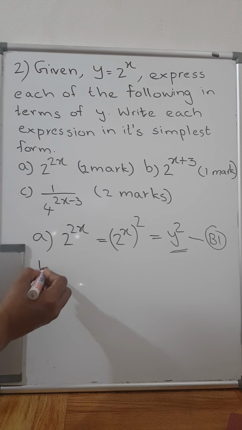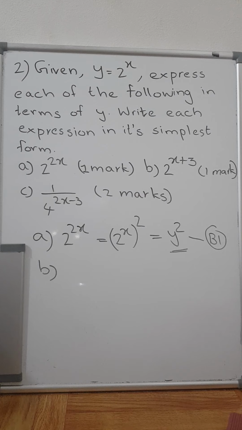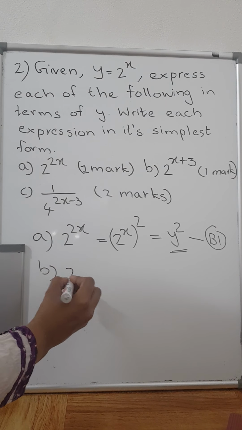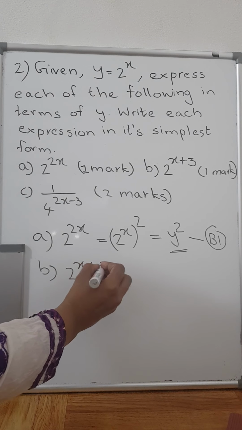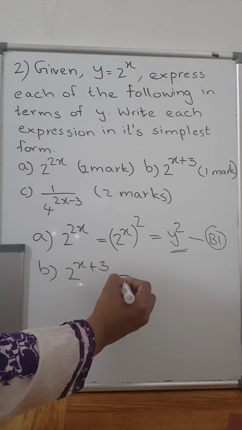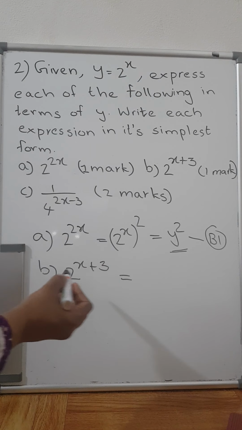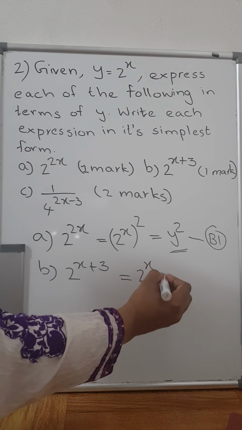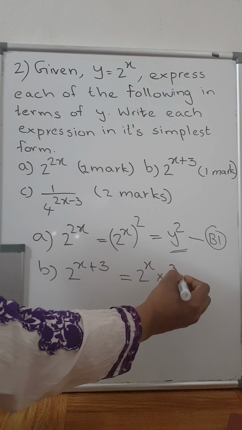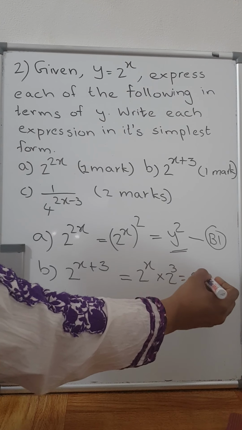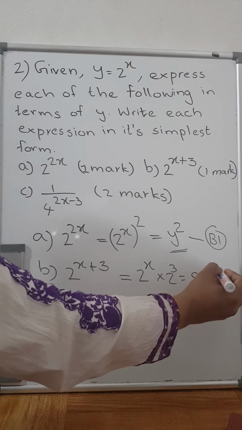Now we will see the B part of the question. 2 to the power x plus 3. This question also carries 1 mark only. Using multiplication law in indices, we can write it as 2 to the power x times 2 cube. That is, 2 cube is 8, so 8 times 2 to the power x.